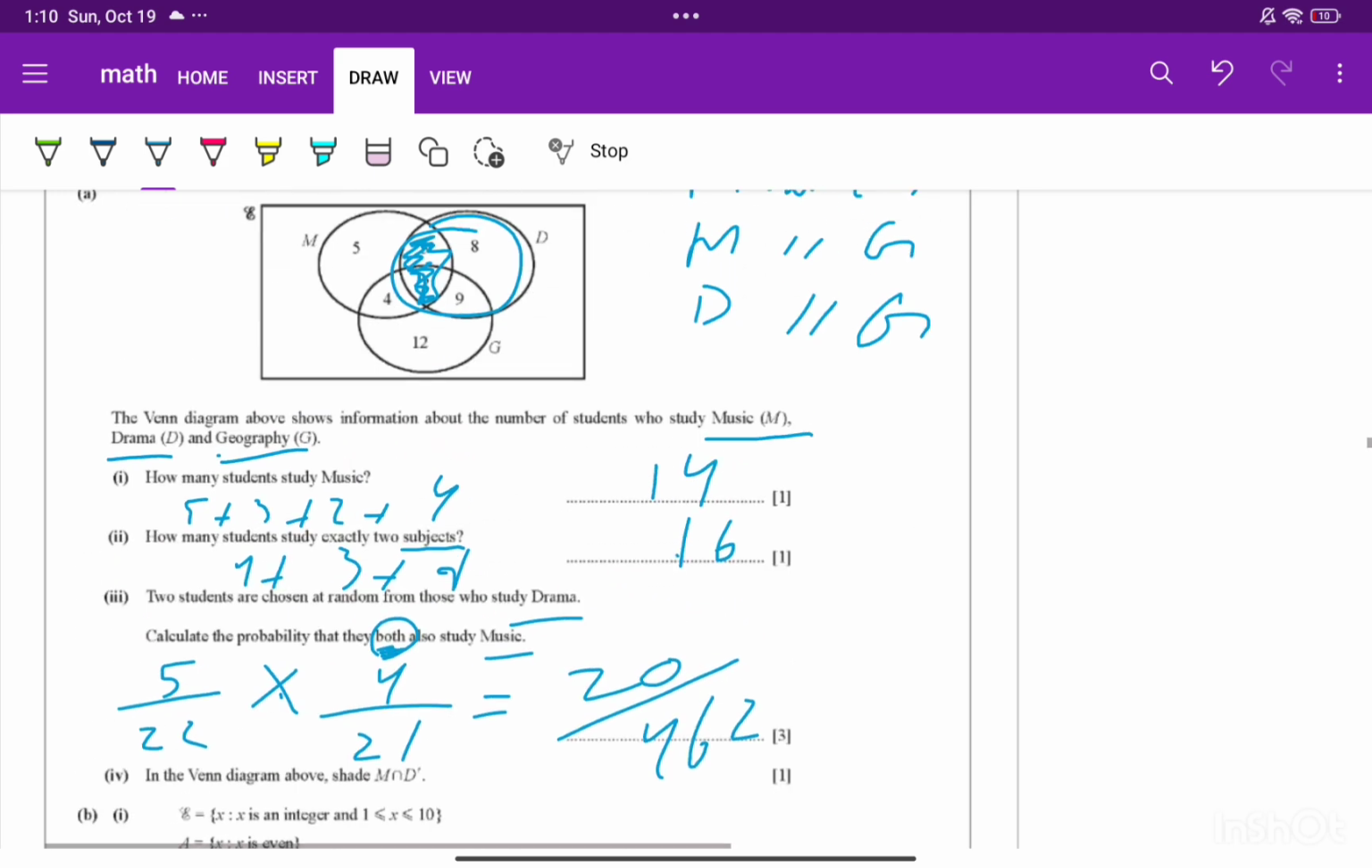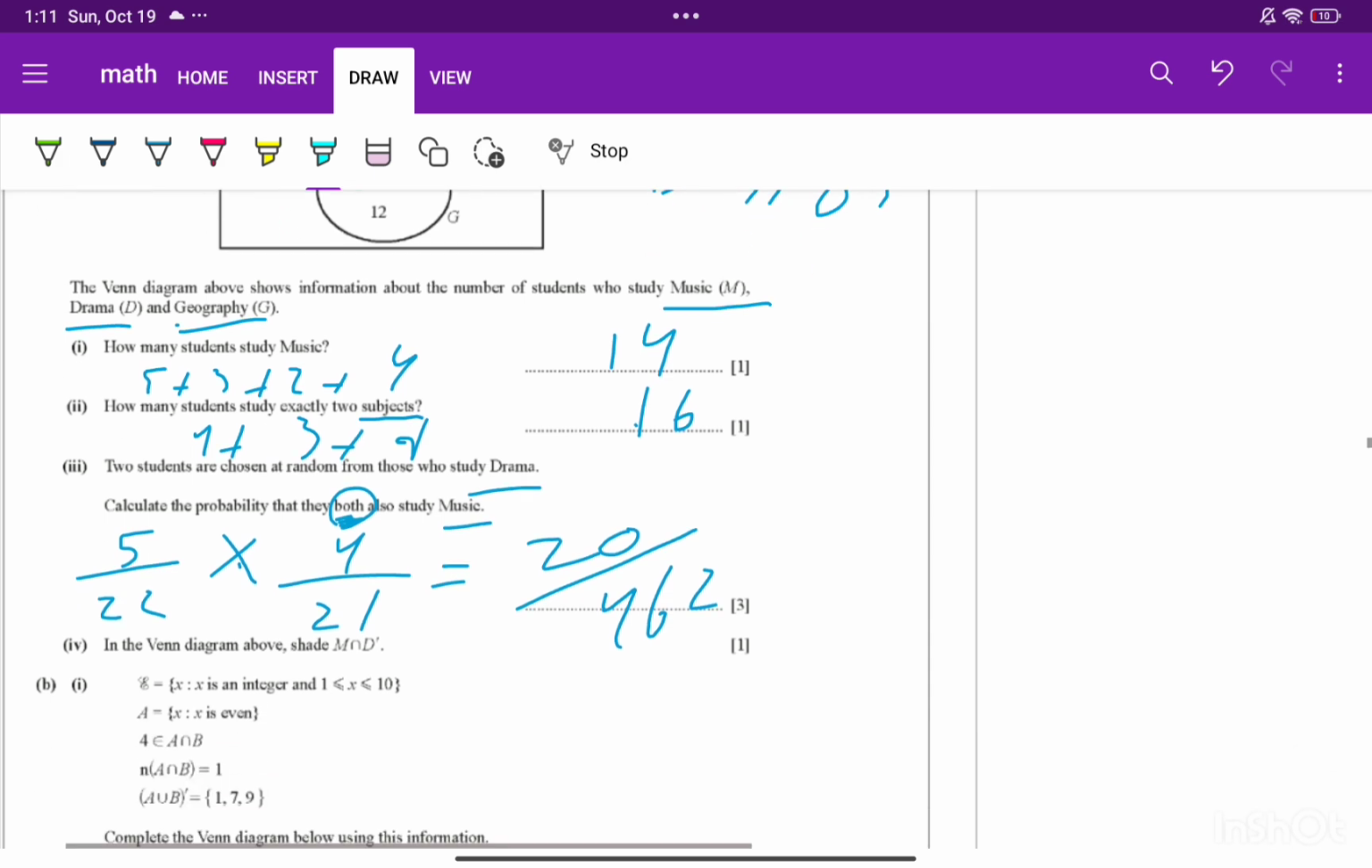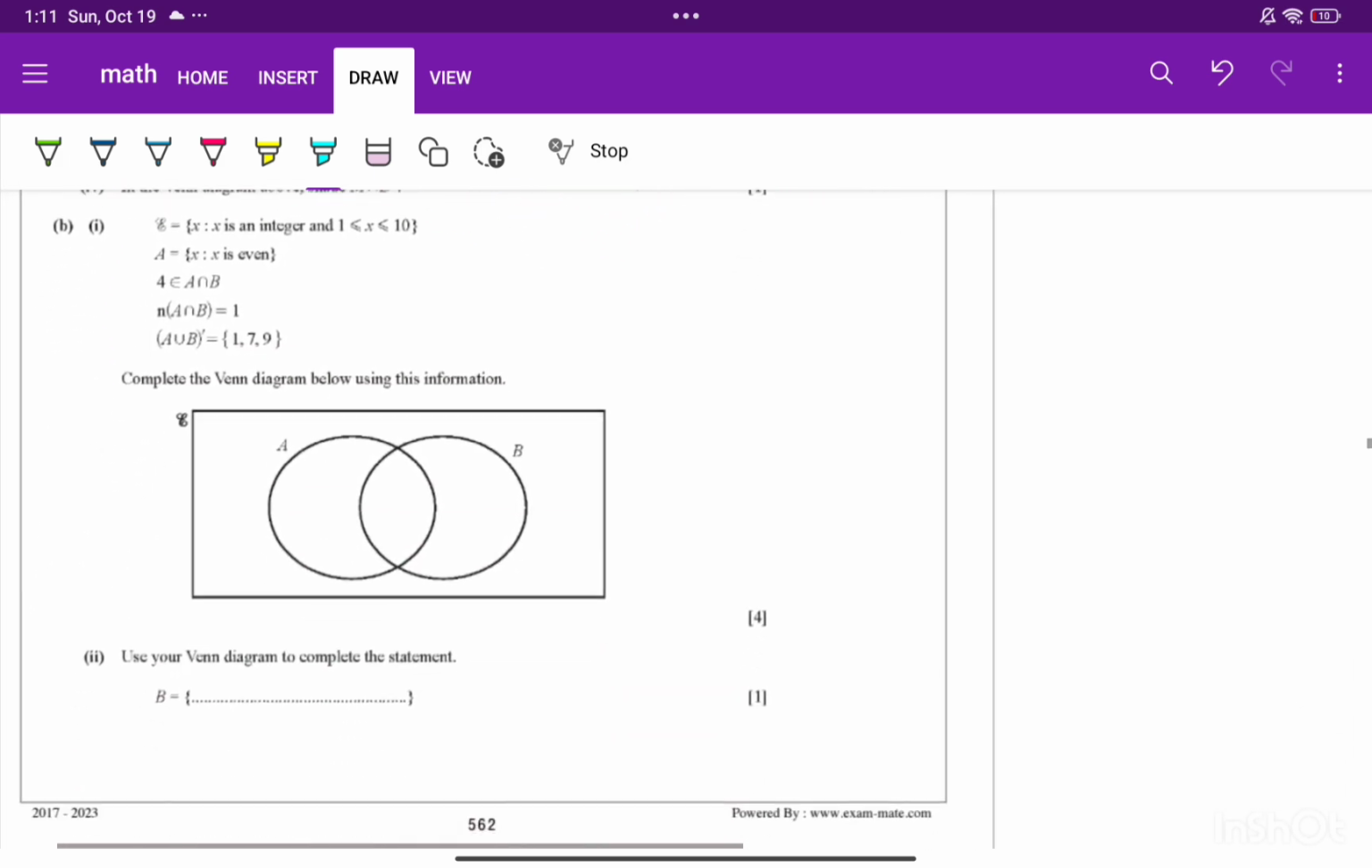In the Venn diagram, we shade M intersection D complement. So D complement will be this area, and M intersection. Okay, so this is our shaded area, the 5 and this 4 part. Okay, part B.